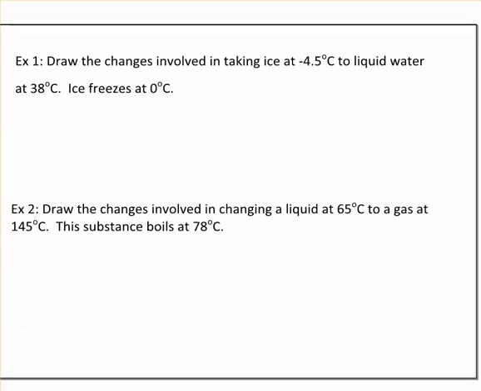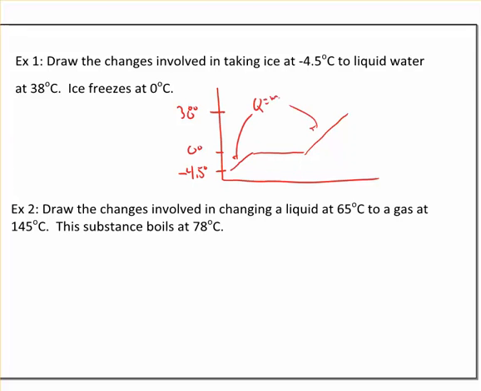Example 1 says, draw the changes involved in taking ice at minus 4.5 degrees Celsius to liquid water at 38 degrees Celsius. Ice freezes at 0 Celsius. So I'd like you to draw a chart and label it with some temperatures, and then draw those changes involved. Take a second and do that right now. Pause the video. Did you come up with something like that? Remember as well, we're going to use Q equals mc delta T to calculate two of those changes, and we're going to use the delta H of fusion to calculate the phase change.